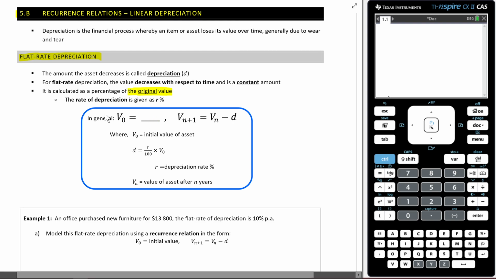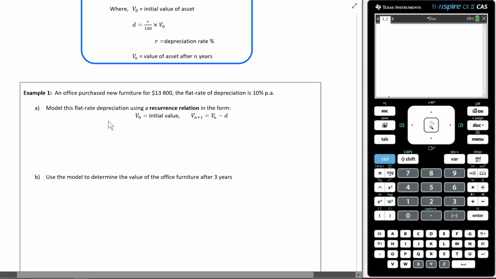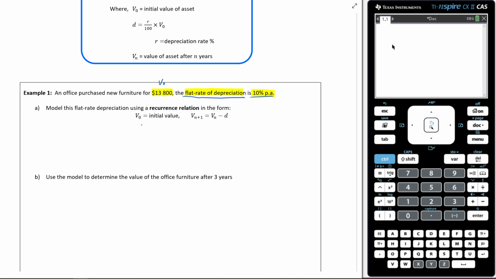All right, let's now jump into example 1 and see this in action. So an office purchased new furniture for $13,800. The flat rate of depreciation is 10% per annum. Notice the key things I've highlighted here: my initial value, that I'm dealing with a flat rate depreciation, and the fact that it's decreasing by 10% per annum. Now it says model this flat rate depreciation using a recursion relation in the form of this.